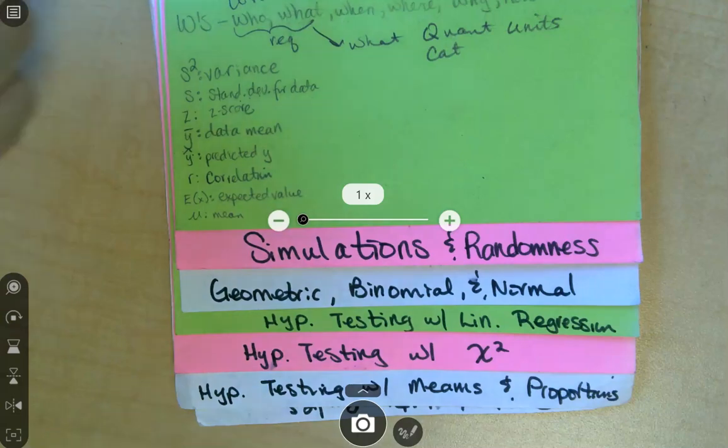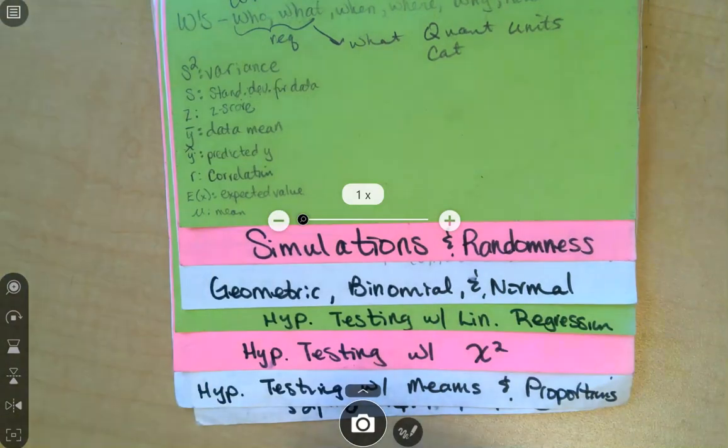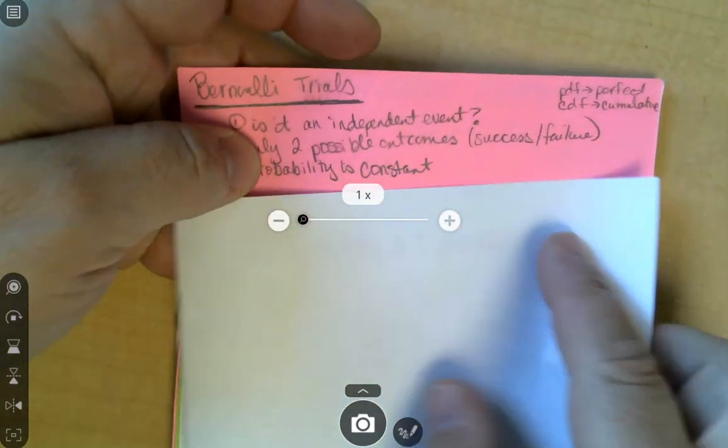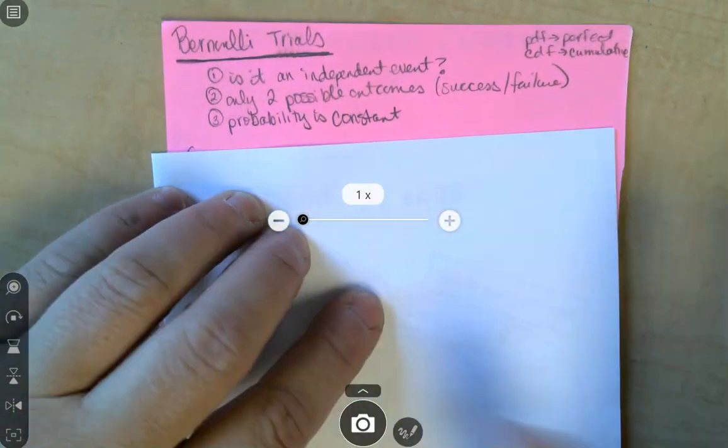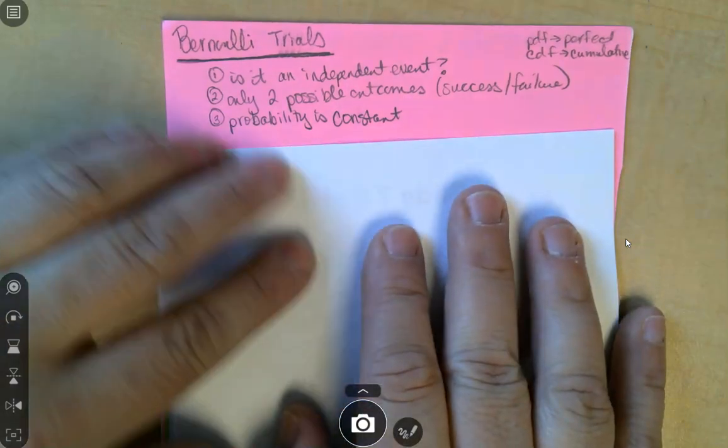Okay, what we're doing today is we're going to do our geometric, binomial, and normal model. Okay, so let's open up to that one. And so the first thing we have to do is know what a Bernoulli trial is.